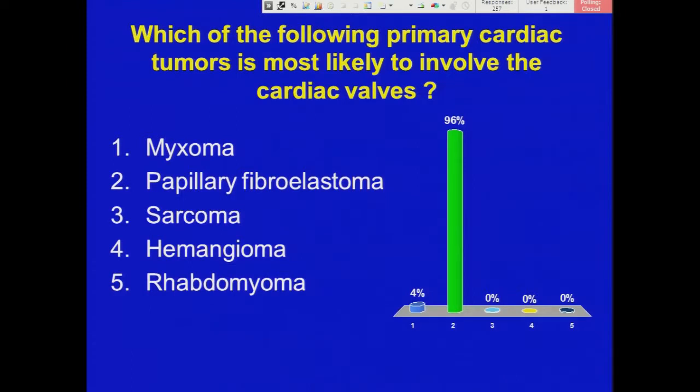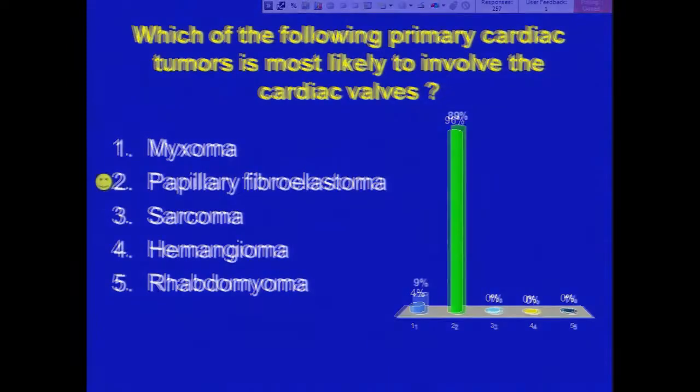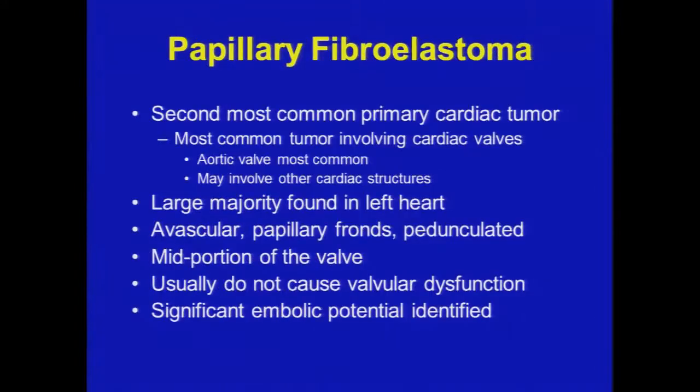Looks like 96% got the correct answer. It's the papillary fibroelastoma. So papillary fibroelastoma is the second most common primary cardiac tumor, but it's the most common tumor to involve the cardiac valves. Approximately 75% of tumors involving the cardiac valves will be found to be papillary fibroelastomas.